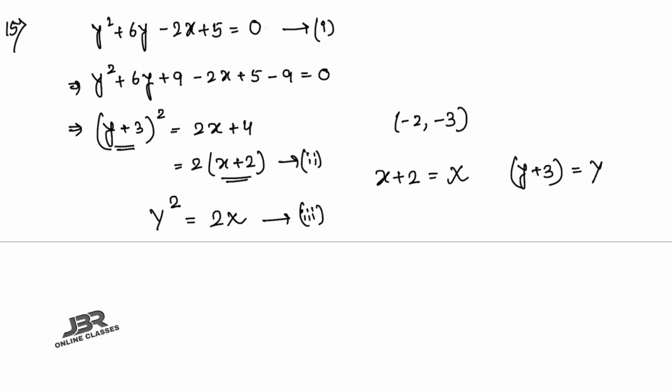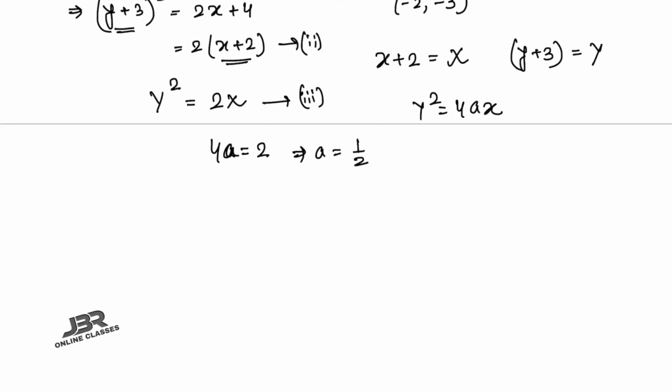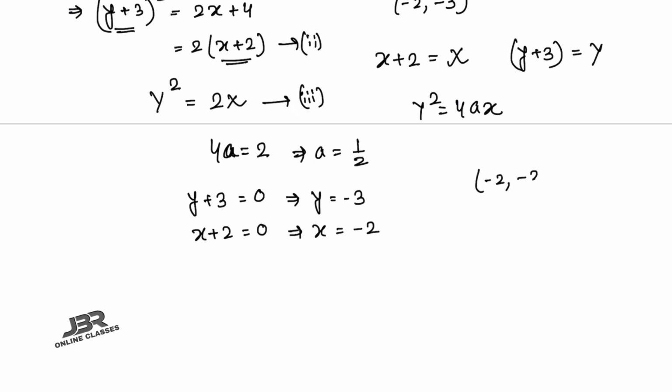Now comparing equation number 3 with y square equal to 4ax, you know that here 4a equal to 2, that means a equal to half. Clear? And the vertex is given by Y equal to 0, X equal to 0, that means y plus 3 equal to 0, that implies y equal to minus 3, and x plus 2 equal to 0, that implies x equal to minus 2. So the vertex of the given parabola is minus 2, minus 3. That is your first answer.